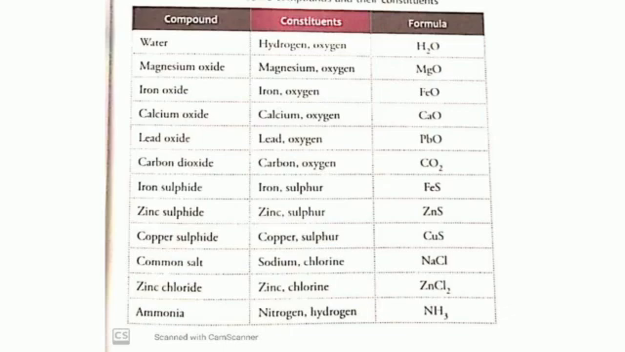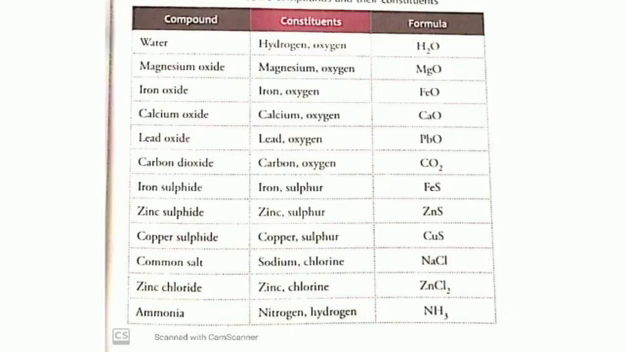Then your common salt. Common salt is sodium chloride. So sodium, the symbol is Na, N capital, a small. Chloride symbol is C capital, l small. So the formula will be NaCl, one atom each in one molecule of sodium chloride.